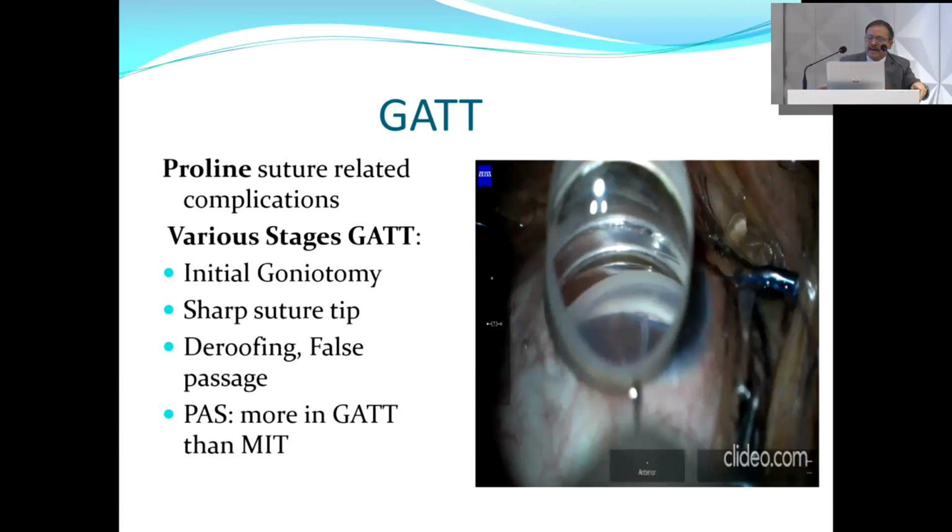So, other is GATT, apart from hyphema and IOP spike, then suture related complications at various stages can occur, like initializing the goniotomy, or due to the sharp suture tip, or during deroofing, false passage, then PAS. They have been seen more with GATT than other MIGS surgeries.